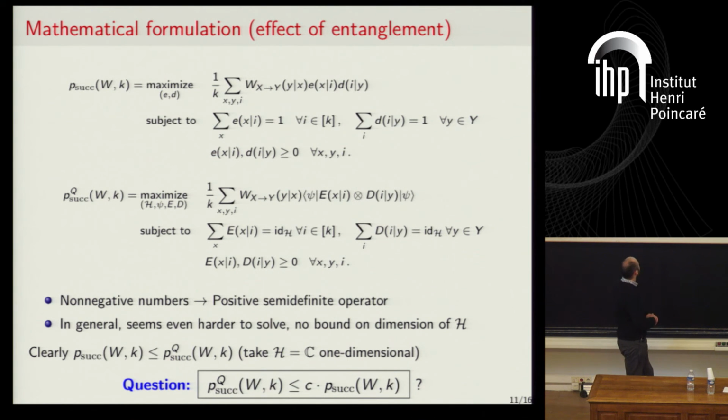Let me first make a clear observation: entanglement can only help me. The way to see it mathematically is that I can always take this Hilbert space to be one-dimensional, and then these E's are just numbers. So the question is, can I bound things in the other direction, by saying that the quantum success probability is bounded by some constant times the classical, or unentangled, success probability.